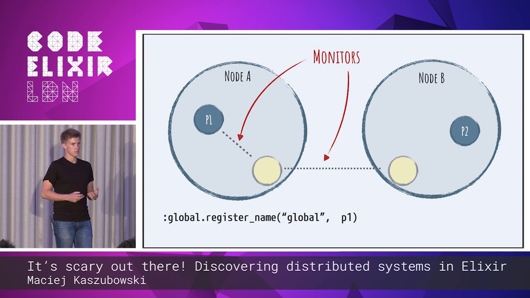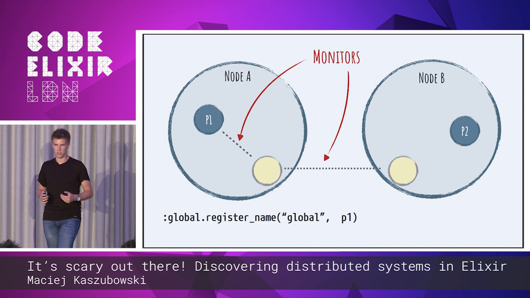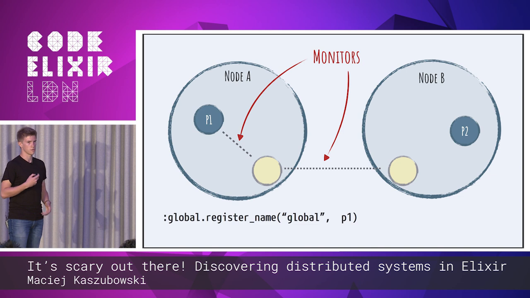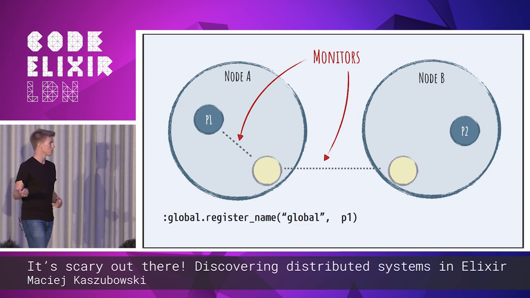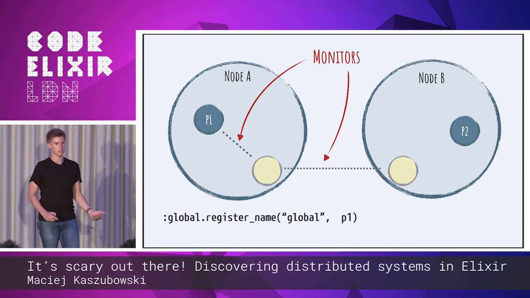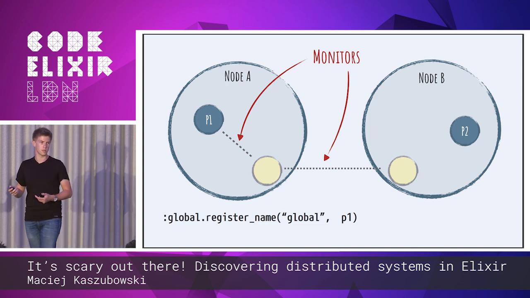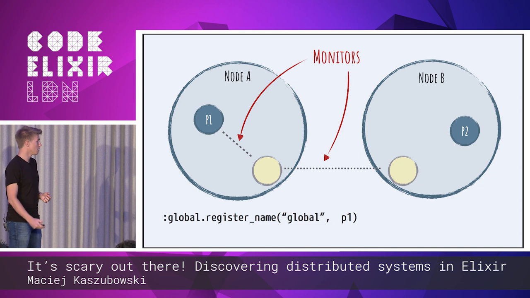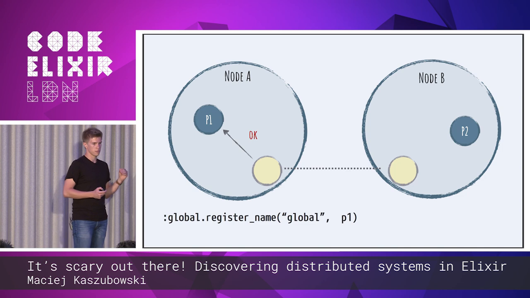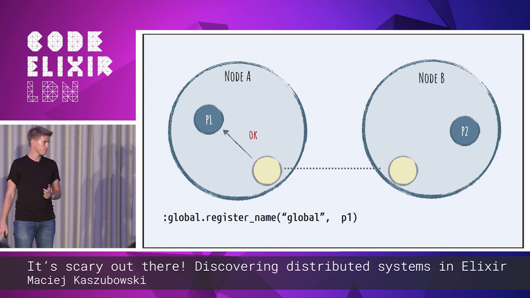Then it sets up a monitor. So when the process that is registered goes down, or when the node that the process is running on goes down, this name is automatically deregistered on all the nodes. So we don't have to take care of monitoring the process ourselves, because the runtime and the global name server already take care of that. And if all the steps succeed, we can return to the caller that it's OK and the process is registered.